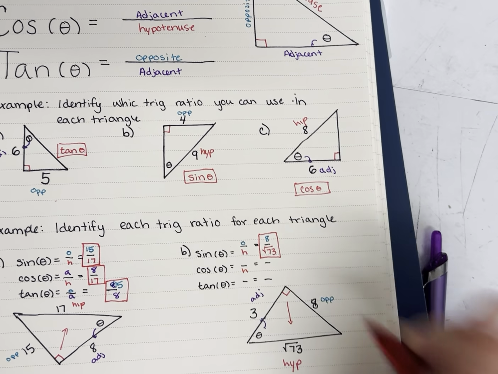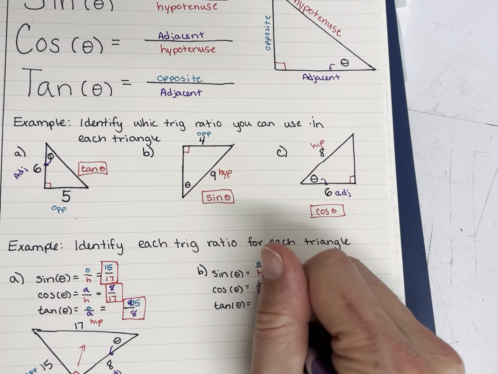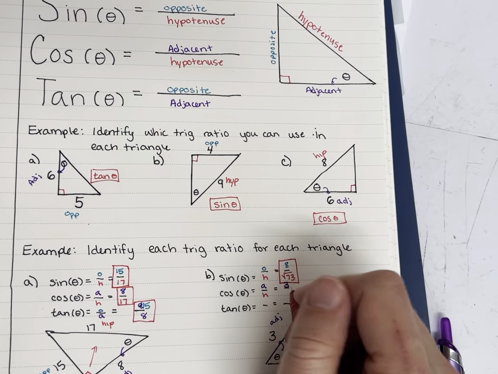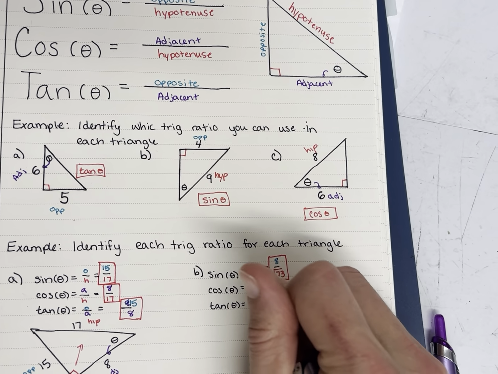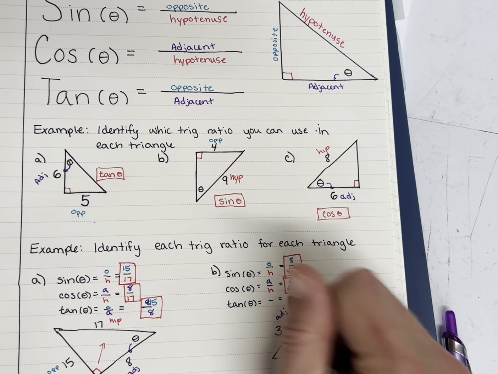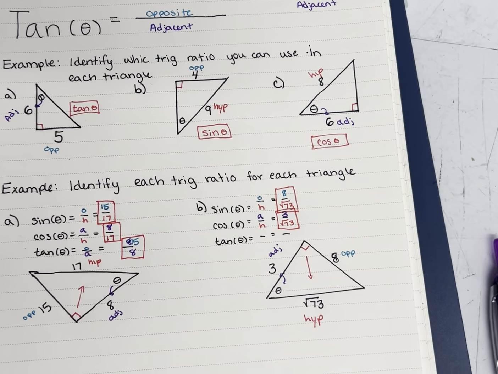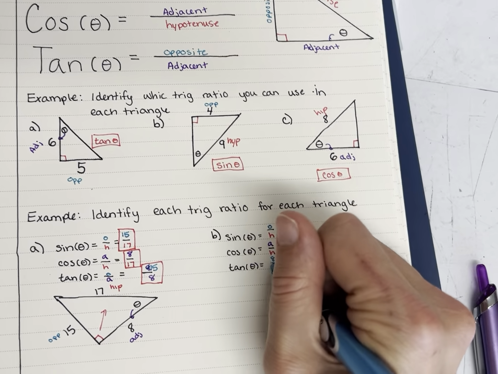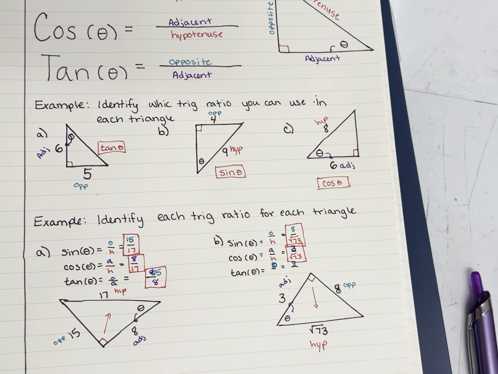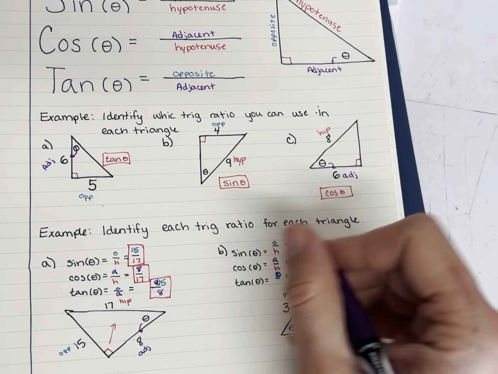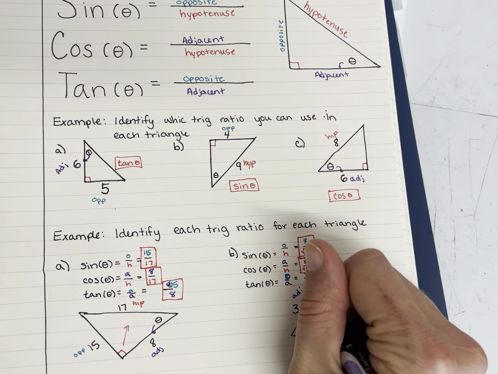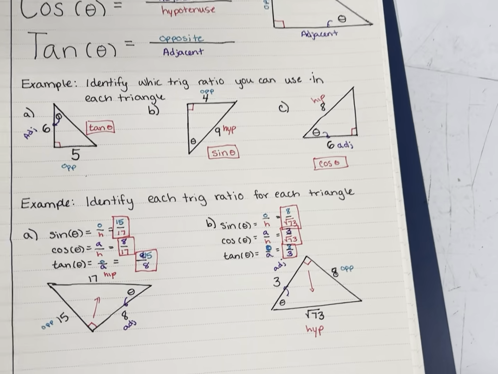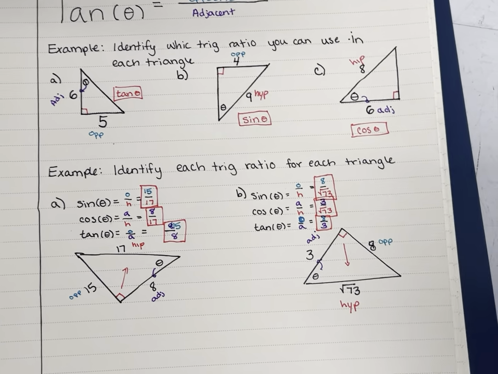Cosine is adjacent over hypotenuse. Remember, A over H. Adjacent value is 3. Hypotenuse is square root of 73. So 3 over the square root of 73. And then finally, tangent is opposite over adjacent. So 8 over my adjacent, which is 3. Notice that I'm leaving them as fractions. We like fractions now, okay?